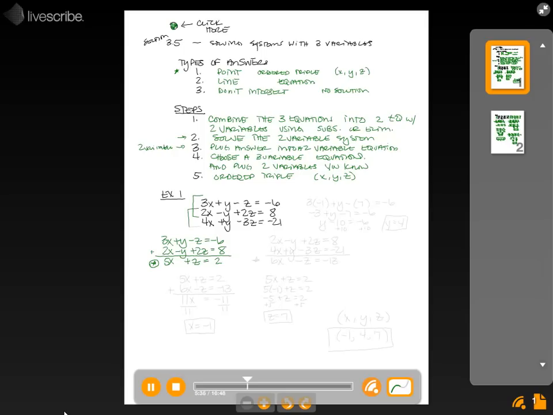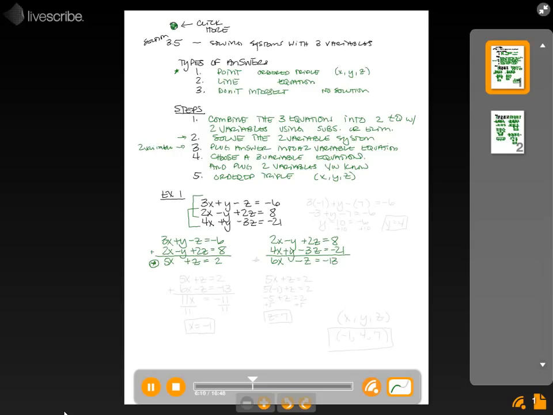Now I'm going to take the other two. I'm going to do the same thing. I'm going to pair them up. 2x minus y plus 2z equals 8. 4x plus y minus 3z equals negative 21. Let's use elimination. Again, the y's are going to cancel. That's the variable I want to get rid of. So 6x, y's canceled. 2z minus 3z is minus z equals, and 8 minus 21 is a negative 13.